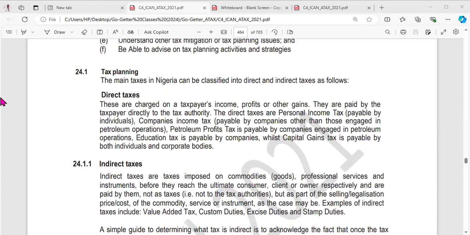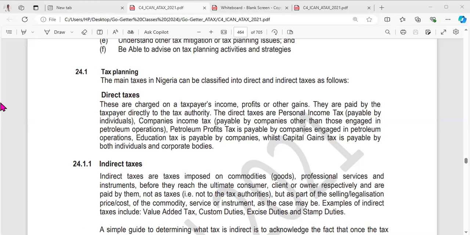Tax planning. The main taxes in Nigeria, we can classify them into direct taxes and indirect taxes. Which taxes are direct taxes? These are the taxes that are charged directly on the income, profit, or gain of the taxpayer. For example, companies income tax, personal income tax, or profits, we have petroleum profit tax, or gains, we have capital gains tax. Of course, education tax is also charged on the income of the company. So these are examples of direct taxes.